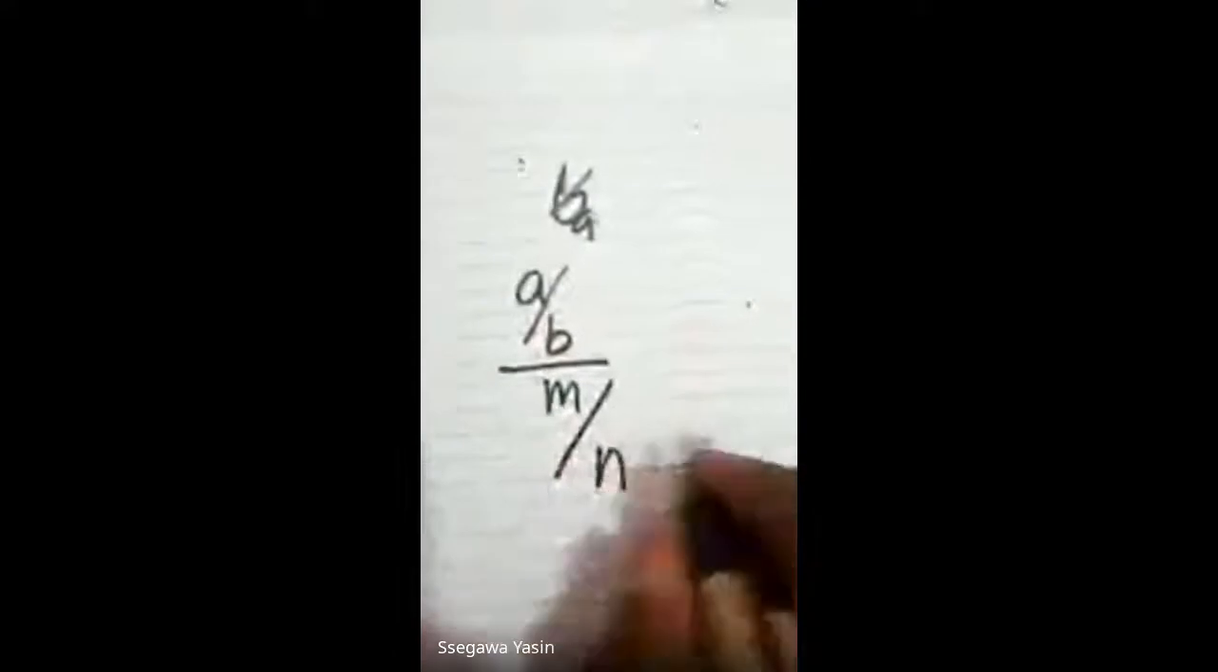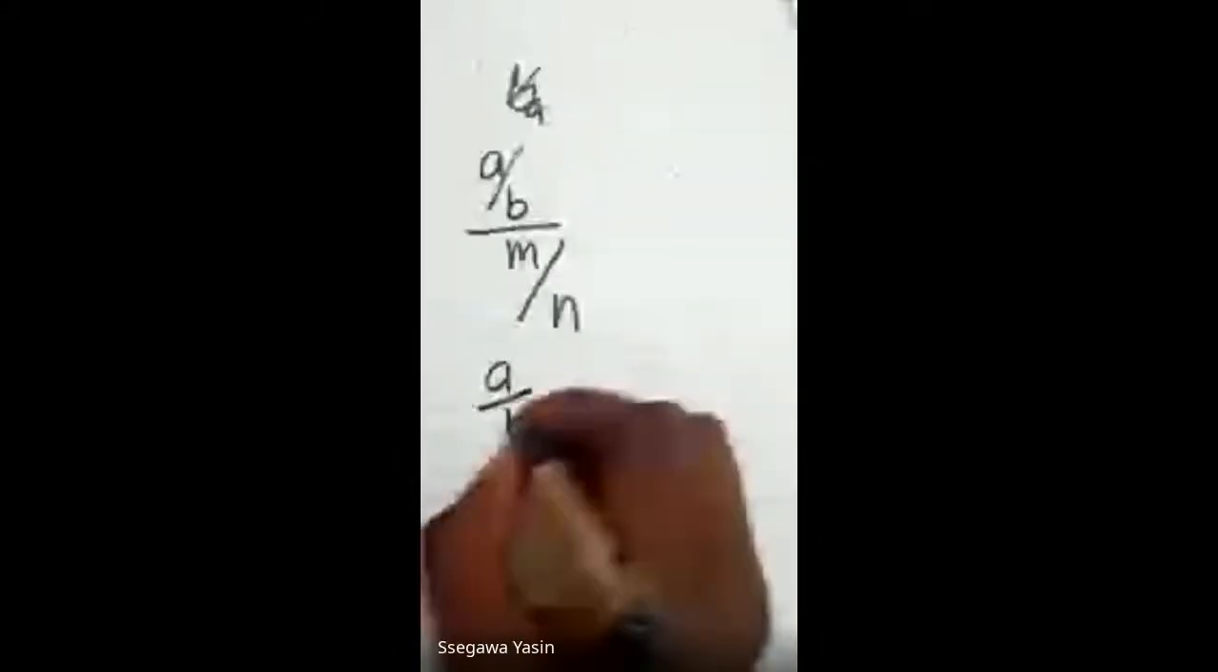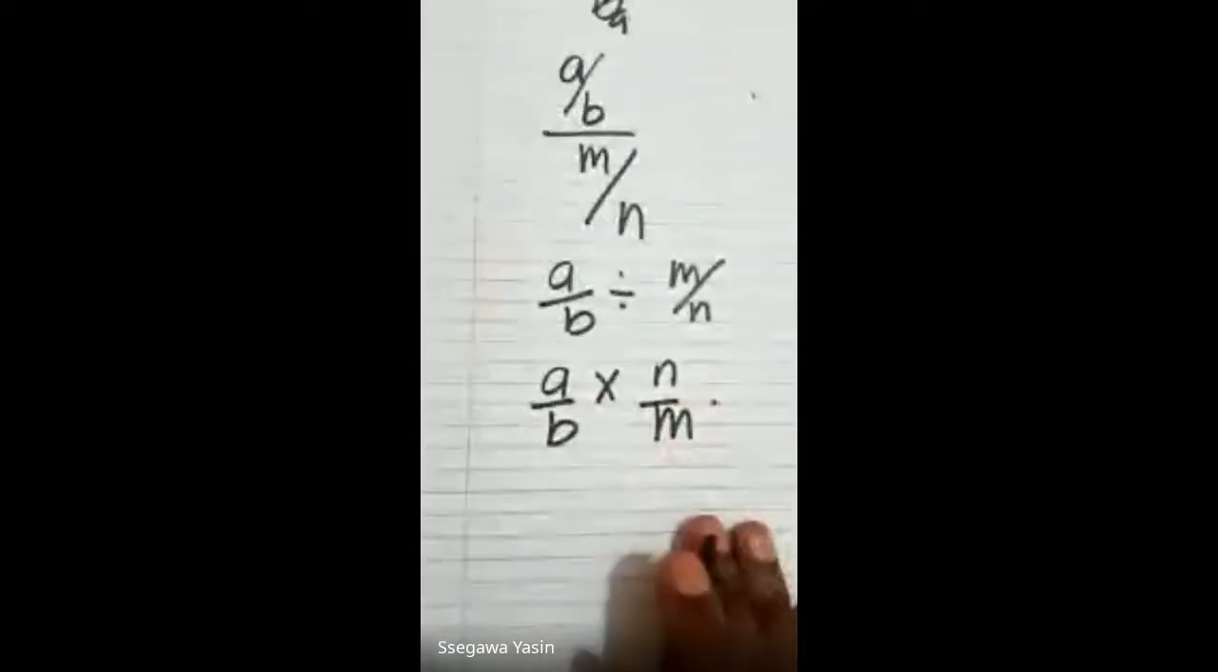So from here, I want you to remember one thing: if I have A over B, over M over N, I can easily write this as A over B divided by M over N, then after just say A over B times N over M. So what does it mean?